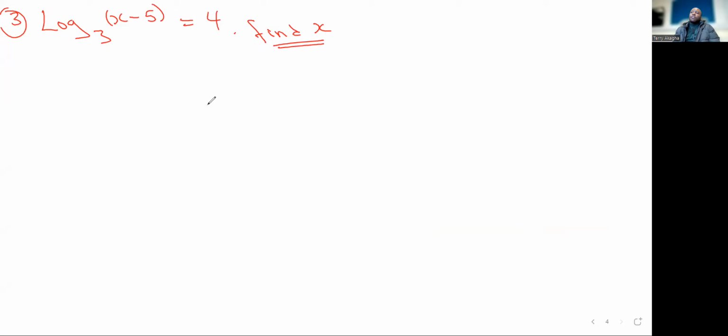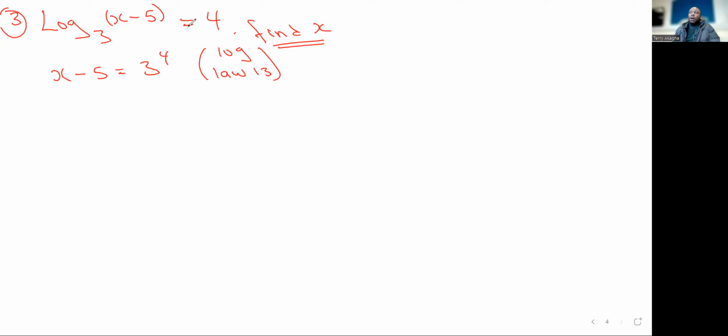So the first thing to do, I need to get rid of this log. And how do you get rid of this log? I need to convert this to an index form. So I'm going to apply law 13 of index. So this is going to be log to base 3 of x minus 5 is equal to 4, so 3 raised to the power 4 equals x minus 5. When we talk about index to logarithm law, I've talked about this a lot, so you have to go back and have a look at it: how to convert from index to logarithm and logarithm back to index.